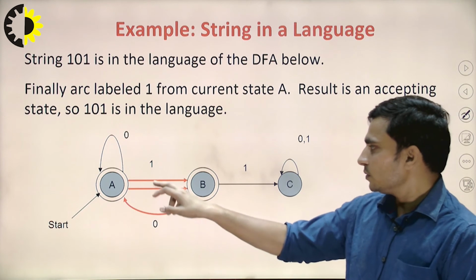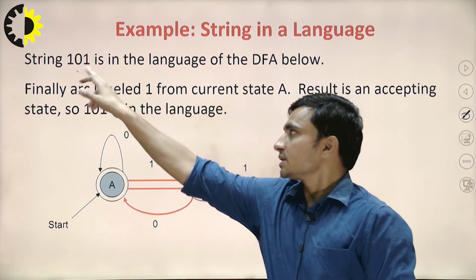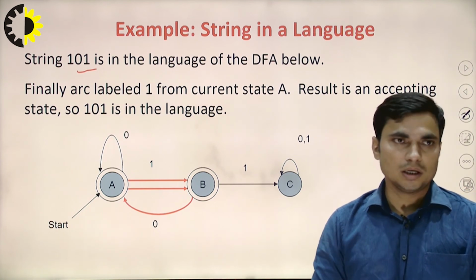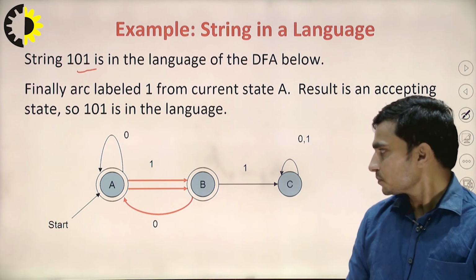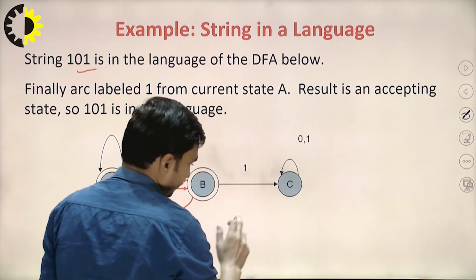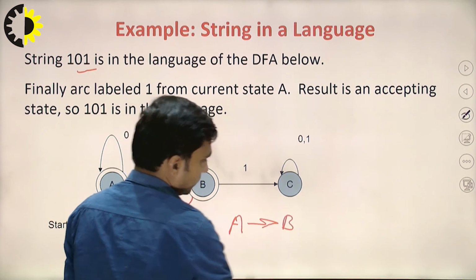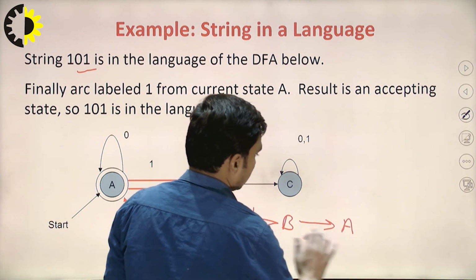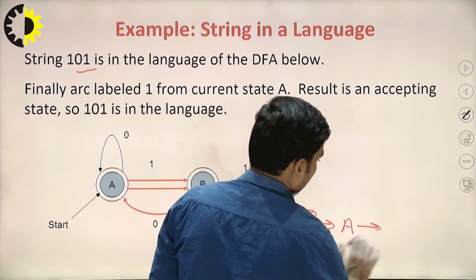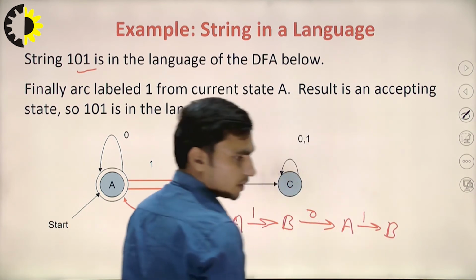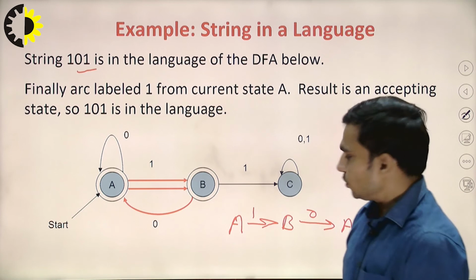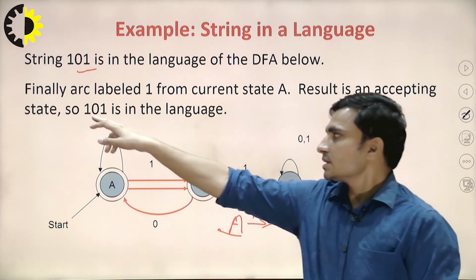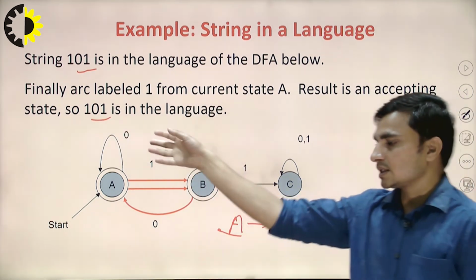For this string 101, first we moved from A to B, then from B to A, then from A to B. So we can write it down as: first we move from A to B and the input was 1, then we move from B to A, the input was 0, and again we move from A to B, the input is 1, and this B is a final state. So we start from the start state and reach the final state. So we can say that this string is in the language, or this string is acceptable by the DFA.